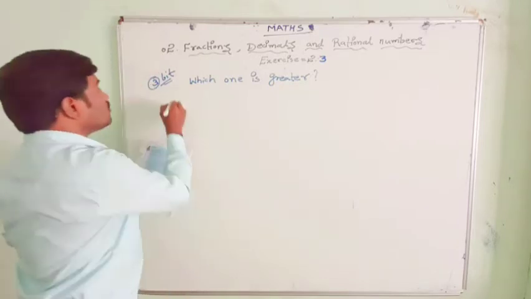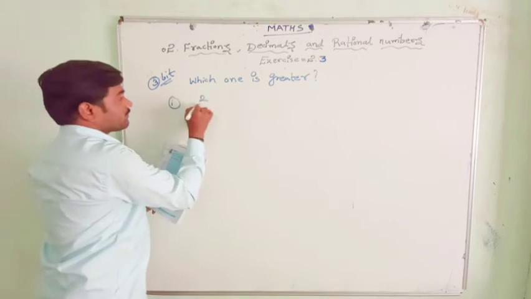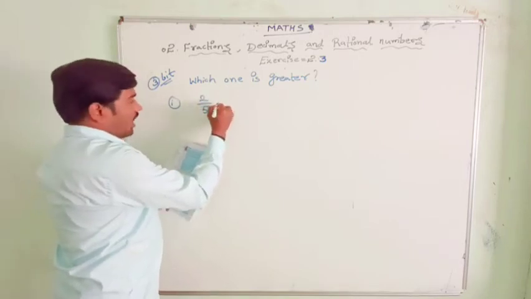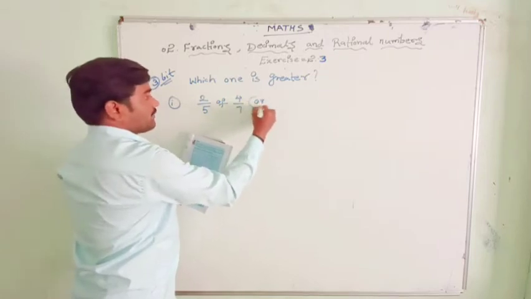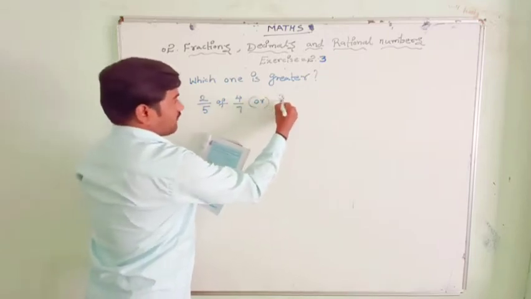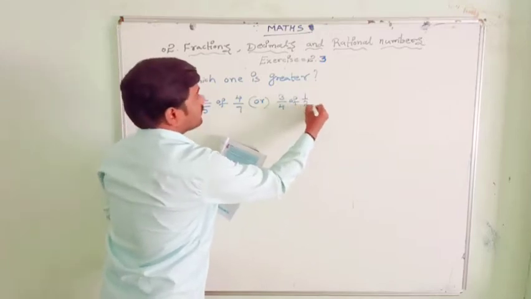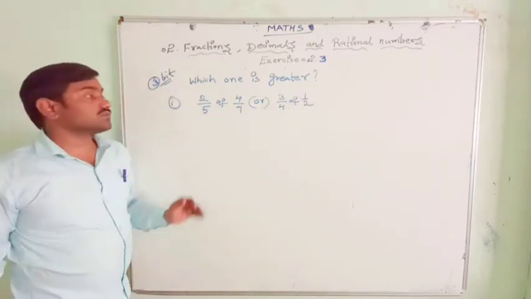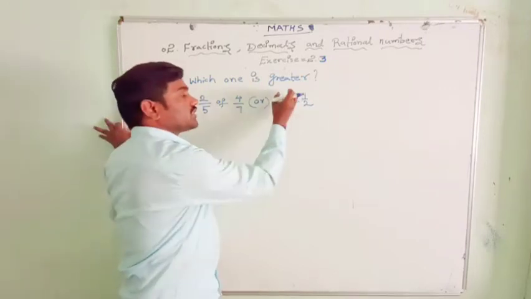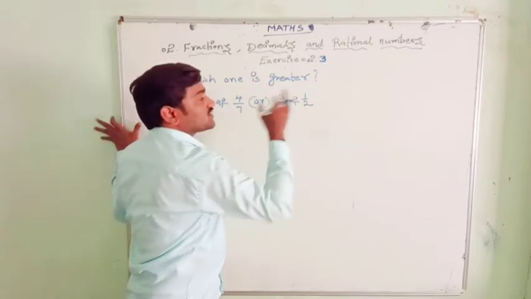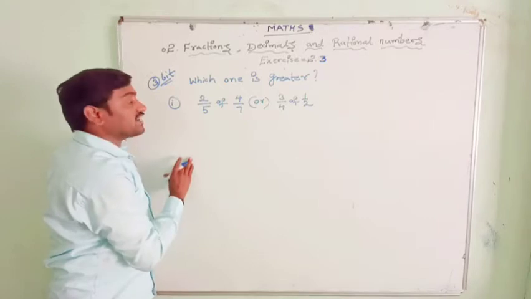So there are two internal questions in this third bit. The first question is 2 by 5 of 4 by 7, or 3 by 4 of 1 by 2. Which one is greater? We need to find this out. When you simplify, only then do we understand which one is greater.